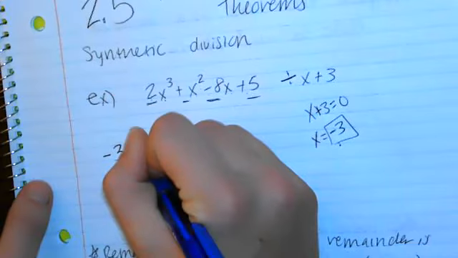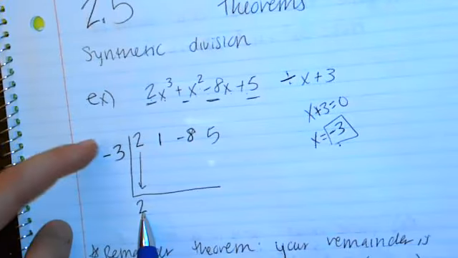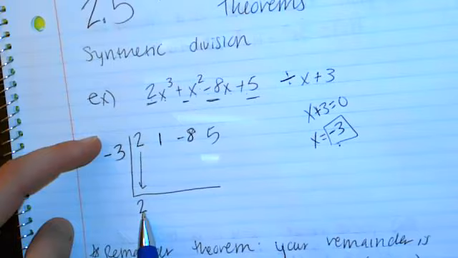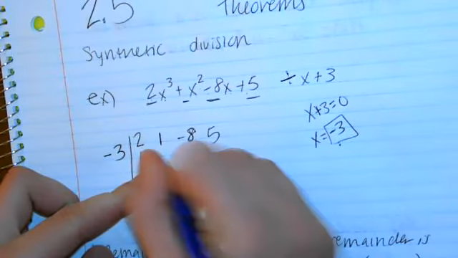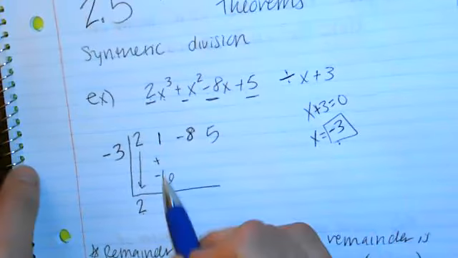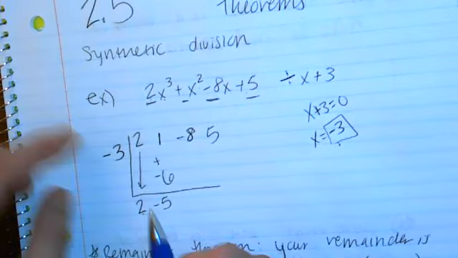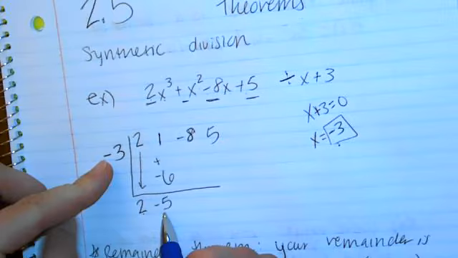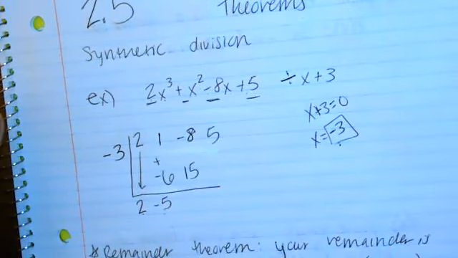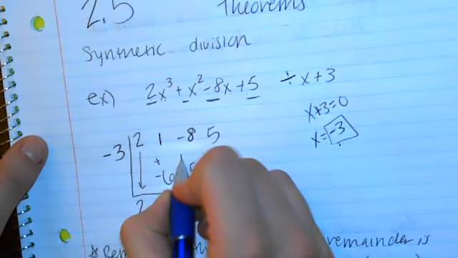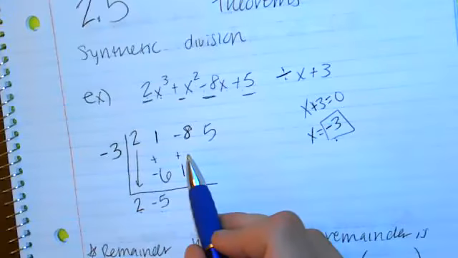You drop that first term down. Now we have -3 times 2. That's -6. That number comes over here. And then we add. 1 plus -6 is -5. Now we start over again. -3 times -5 is +15. That number goes up here. We add straight down. -8 plus 15.